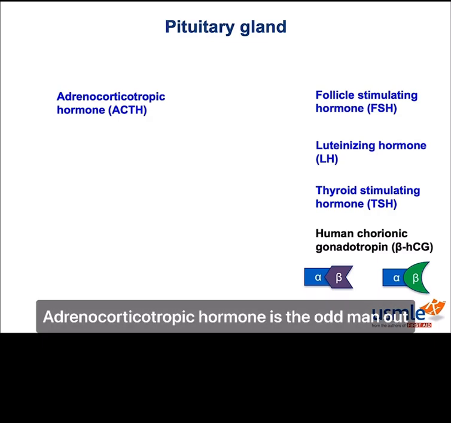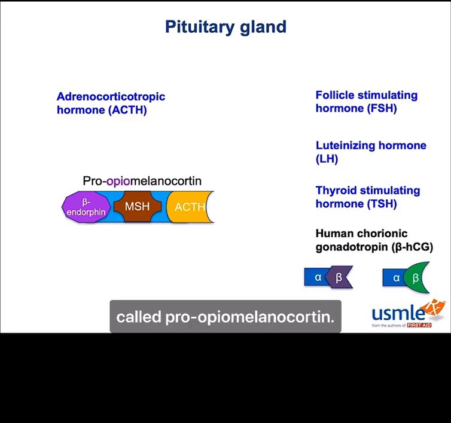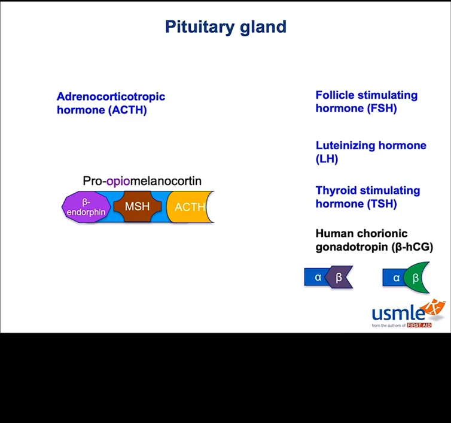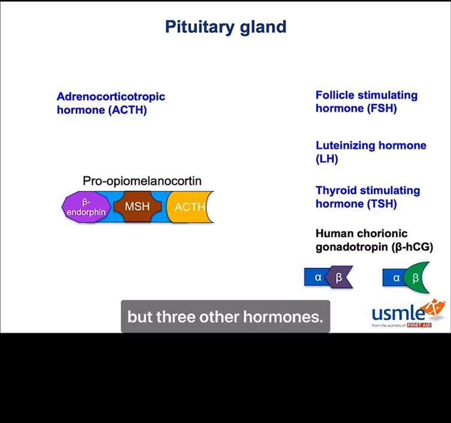Adrenocorticotropic hormone is the odd man out amongst the basophils. It's synthesized from a large protein precursor called pro-opiomelanocortin. And if you're thinking, wow, that's a mouthful, how am I ever going to remember that? Just remember that this precursor molecule allows you to synthesize not just 1, but 3 other hormones.